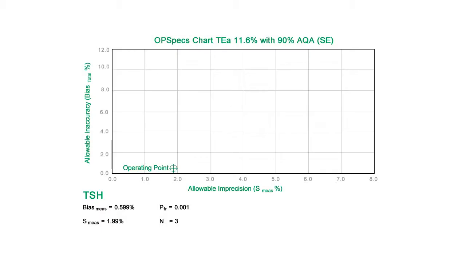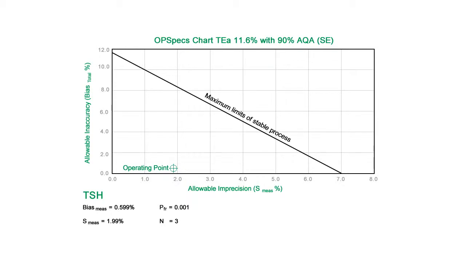Now that we have the framework for our chart, we can plot our operating point. This is the point where your test's bias and imprecision intersect. So how do we determine if the operating point is acceptable? We do this with the use of two lines.